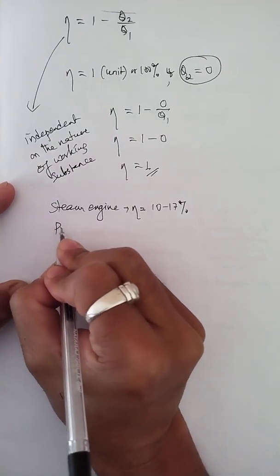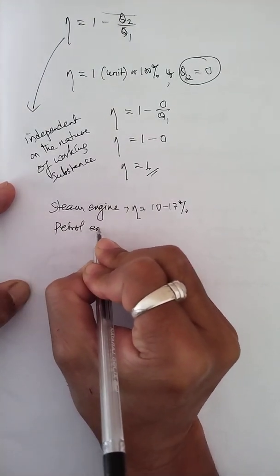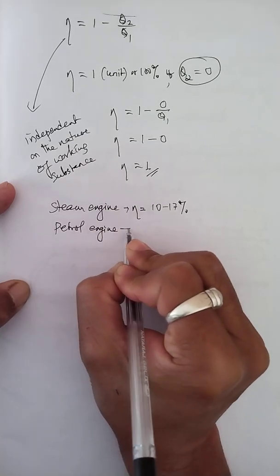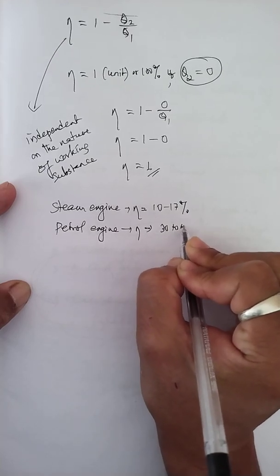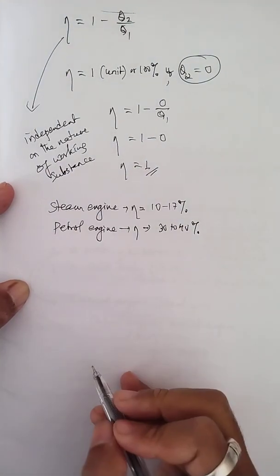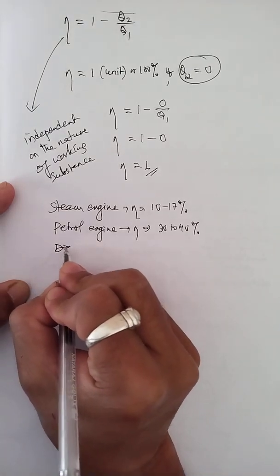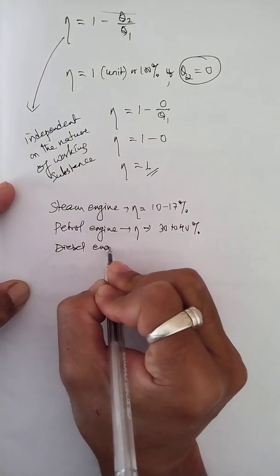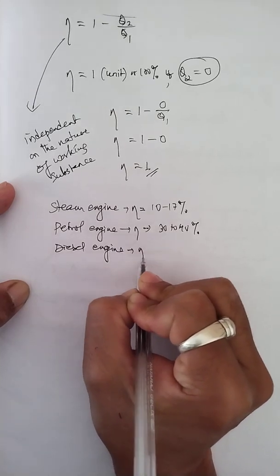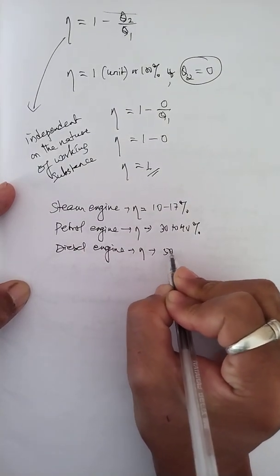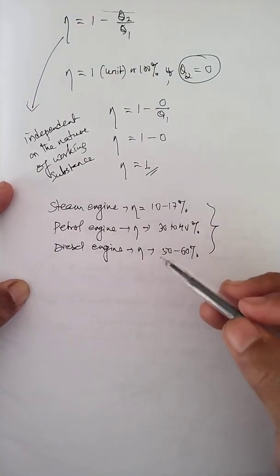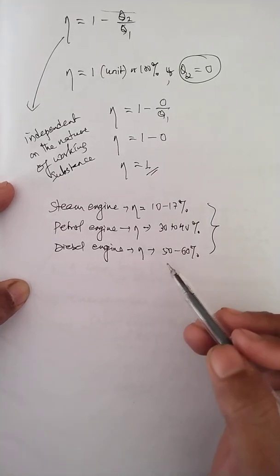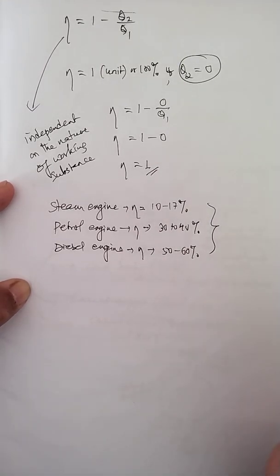Similarly, we have the petrol engine. It also works on the principle of heat engine, and its efficiency is 30 to 40%, very low. We also have the diesel engine, whose efficiency is not 100% but 50 to 60%. These are the efficiencies of different types of heat engine. From here you can clearly understand that no engine has ever been designed with 100% efficiency.